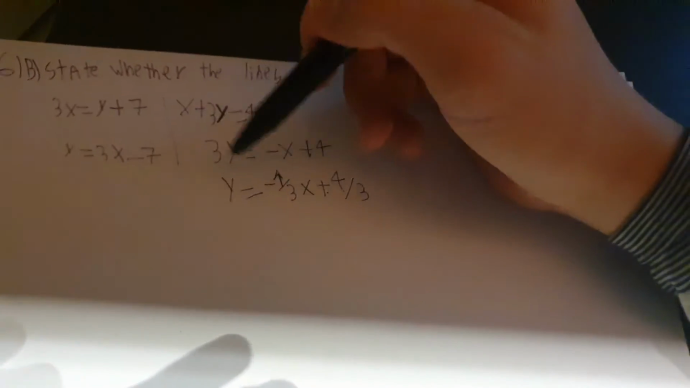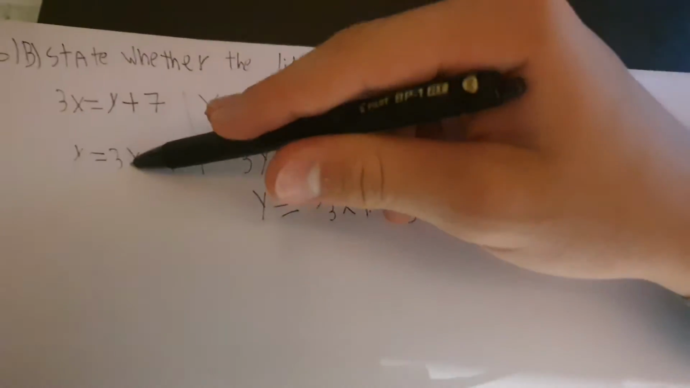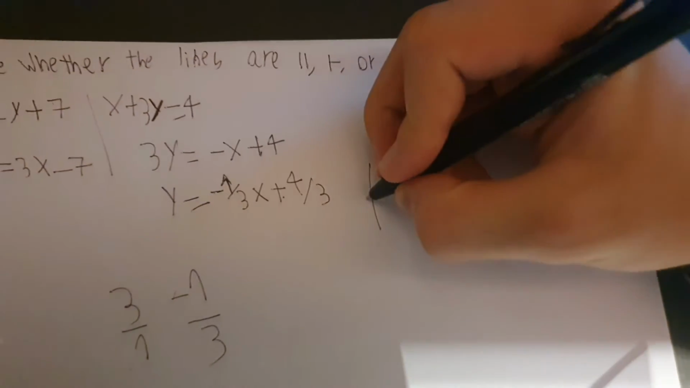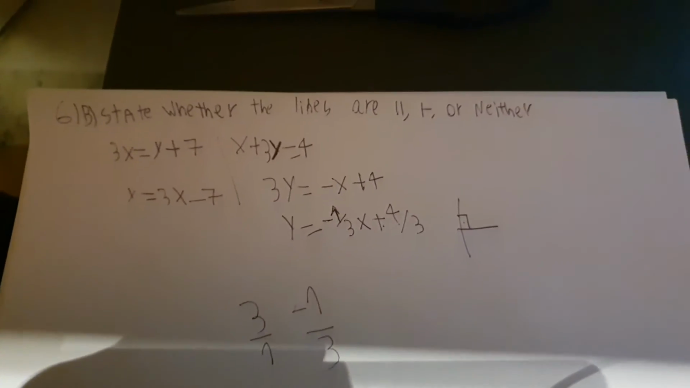So as you can see, here I'm using the slope to identify it, and the slopes are inverse and negatives of each other, because one is 3/1, and one is -1/3. So you inverse it, and it's negatives, which means it's perpendicular. So these two lines are perpendicular to each other. Right angle. Boop. 6B, done.